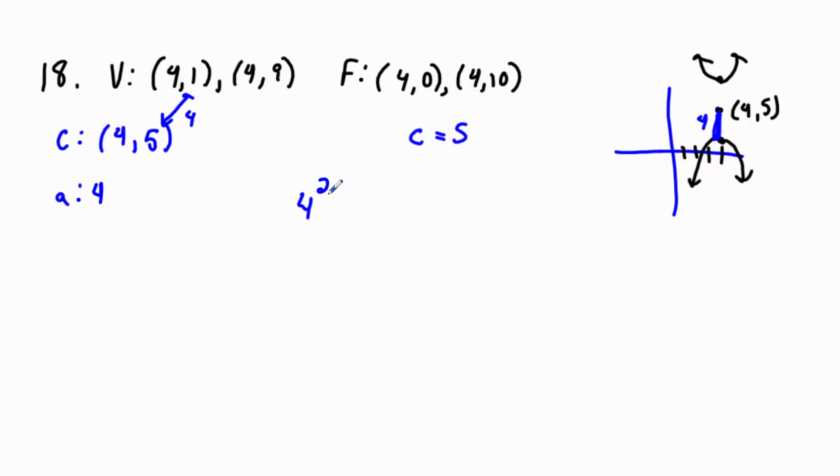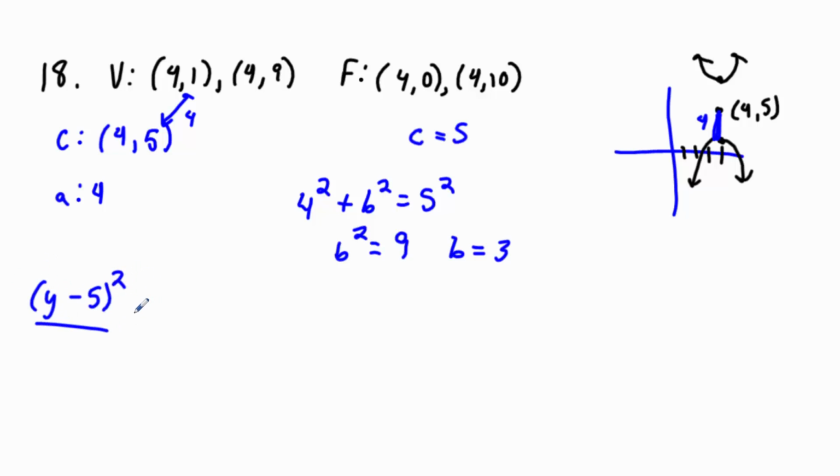To find B, we do A squared plus B squared equals C squared, which you may know without actually having to do it, because this does end up being a 3, 4, 5 Pythagorean triple, so B is 3. Now we can set up our equation. Y is first. We know what our center is. And then A is on the bottom of the first fraction, and B is on the bottom of the second fraction. And I think you should be able to do 19 okay.